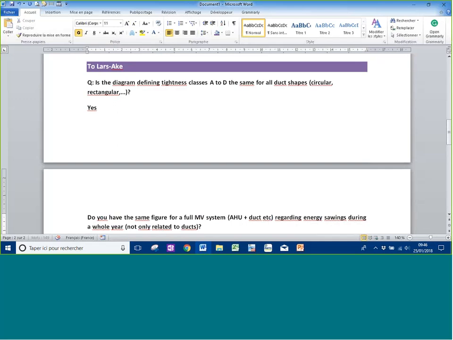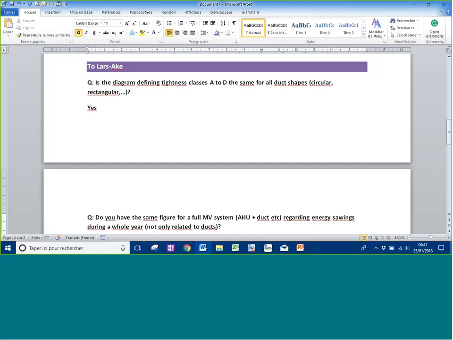So do you have the same figure for a full MV system regarding energy saving during a whole year, not only related to ducts? Do you have the same figure for all full MV systems regarding energy savings? I think it was more for me, no? Yeah, perhaps. Well, I don't have a figure for the impact of air handling unit leakages. The only studies I know were done on duct leakages. So myself, I do not have figures for a full system.